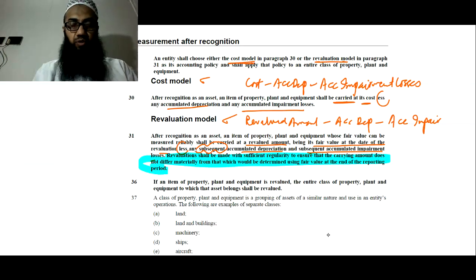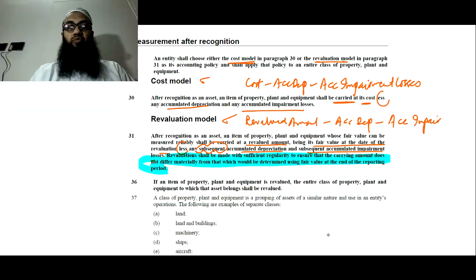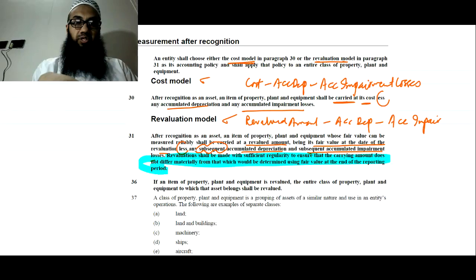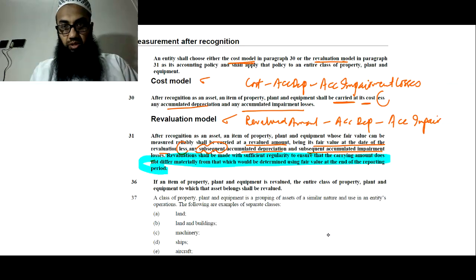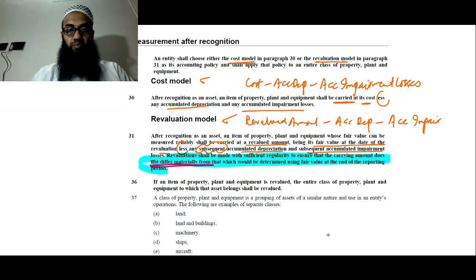The standard has not restricted you to revalue your asset at the end of each year. What it said is that at the end of the reporting period, the carrying amount should not materially differ. This is an important thing. Another thing: if property, plant, equipment is revalued, the entire class of property, plant, and equipment should be revalued. Entire class means if you have 10 cars, you should revalue all the cars.